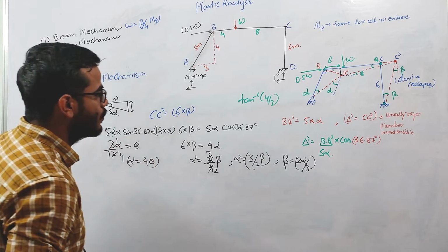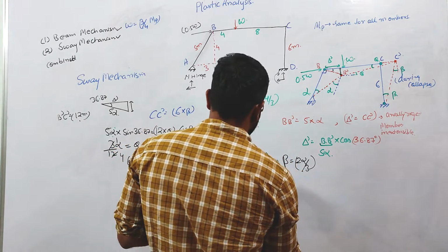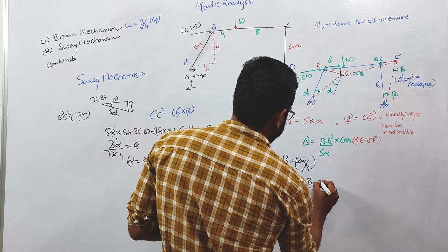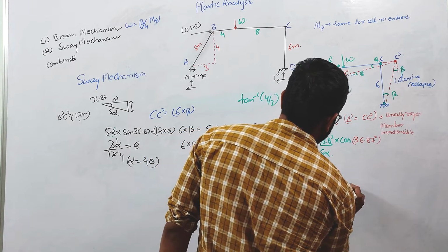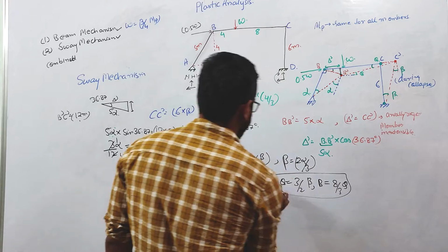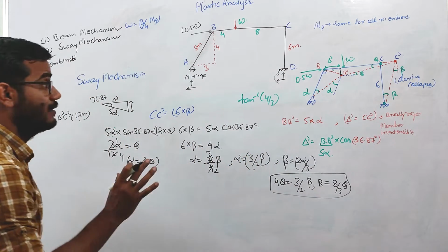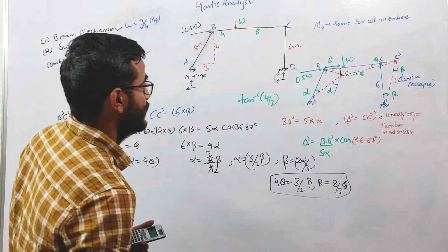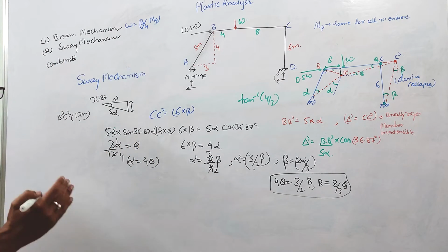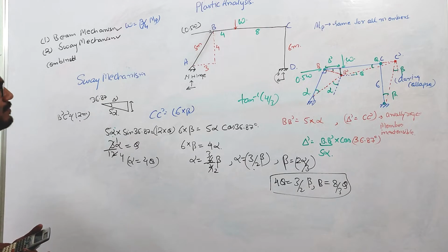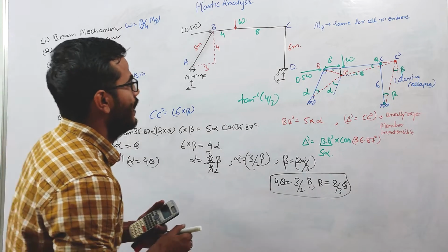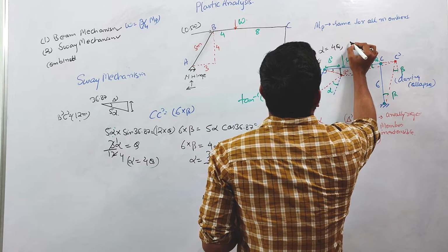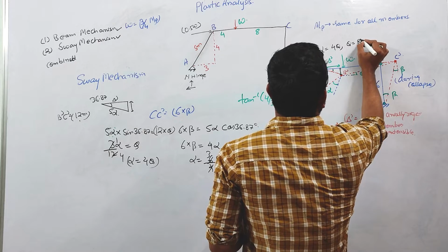If alpha is equal to 4 theta, beta will be equal to 8 by 3 theta. So we have found the relationship between all the theta components, all the joint rotations and these plastic hinges. And this alpha, beta and theta are very small. So I'll write the relationship here: alpha is equal to 4 theta and beta is equal to 8 by 3 theta.